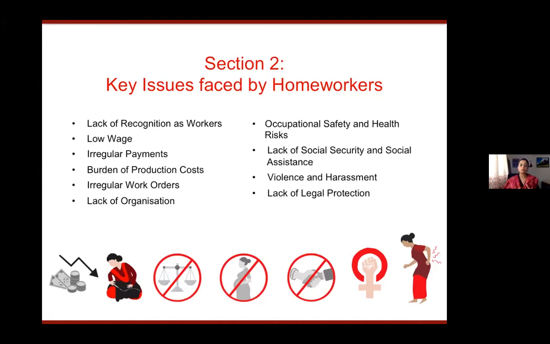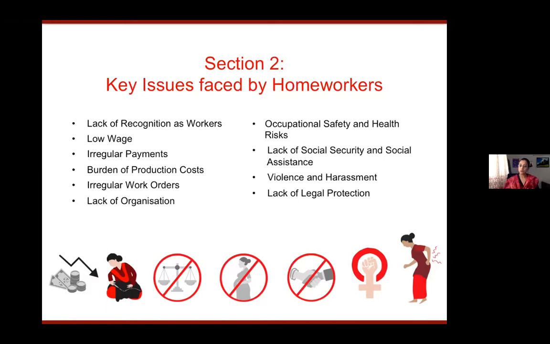The second issue we've talked about is low wages, irregular payments, burden of production cost. When we say burden of production cost, it's the electricity bills that they get because of the work, but it's also about the machines, the sewing machines that they use, or the amount of money they invest in buying threads, scissors, and all those things. We've also touched upon irregular work orders or the seasonality of work for home workers, lack of organization. A lot of us already know home workers are one of the toughest category of workers to organize because they work from their own homes and individually.